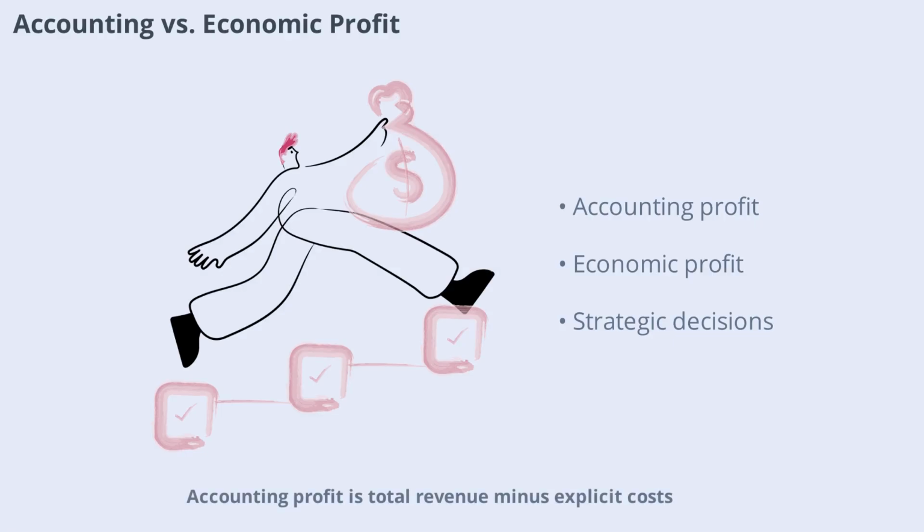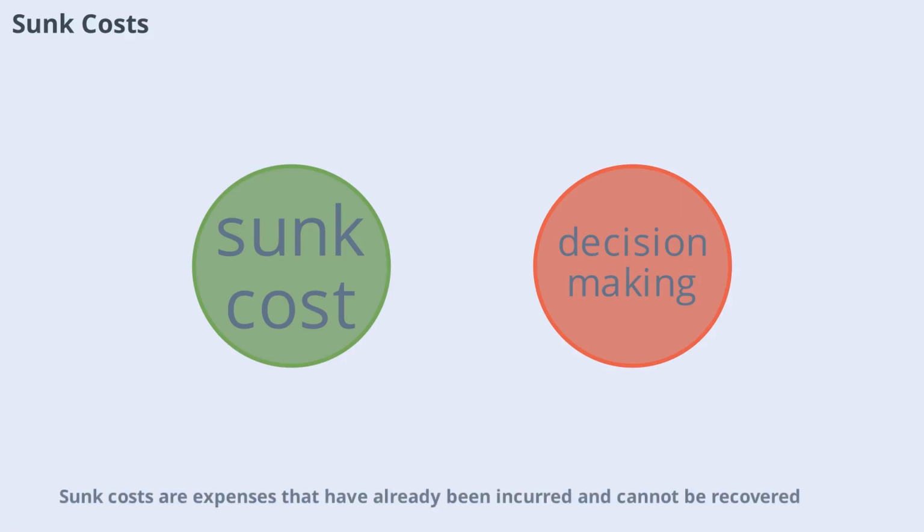Accounting profit is total revenue minus explicit costs, while economic profit subtracts both explicit and implicit costs. Economic profit gives a more complete picture of a firm's performance, helping owners decide whether to continue or change their business strategy. Sunk costs are expenses that have already been incurred and cannot be recovered. Rational firms ignore sunk costs when making future decisions, focusing instead on marginal costs and benefits. This approach helps avoid the trap of throwing good money after bad.